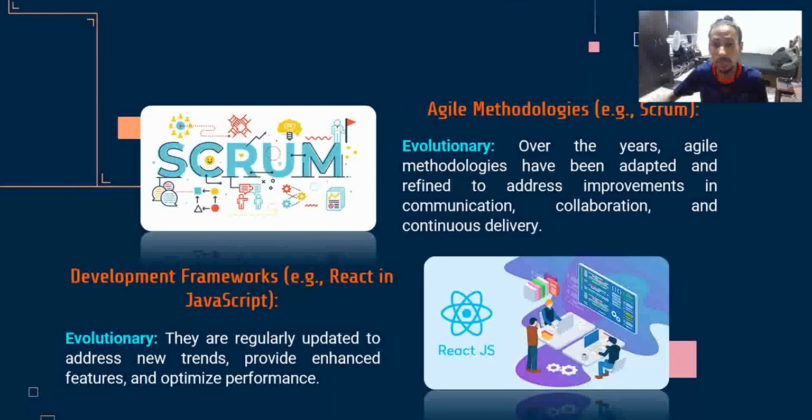Well, agile methodologies like Scrum. That was very evolutionary over the years, and agile methodologies have been adopted and refined to address improvements in communication, collaboration, and continuous delivery. Of course, we can include development frameworks like React, in JavaScript, that was evolutionary, as they are regularly adapted to address new trends, provide enhanced features and optimized performance.